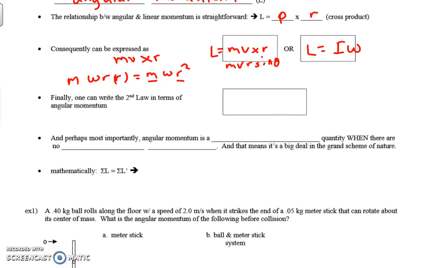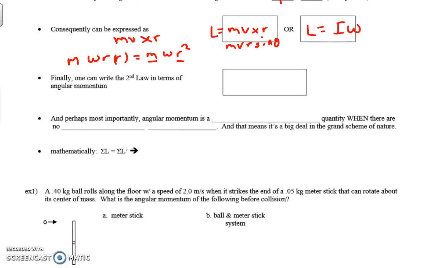Lastly, we can write the second law of motion in terms of angular momentum. In the linear case, we used to say F equals ma, or F equals the rate of change of momentum. That's actually the more general way of doing it. So we can do the same thing here. Instead of F, we can say tau is equal to the rate of change of angular momentum.